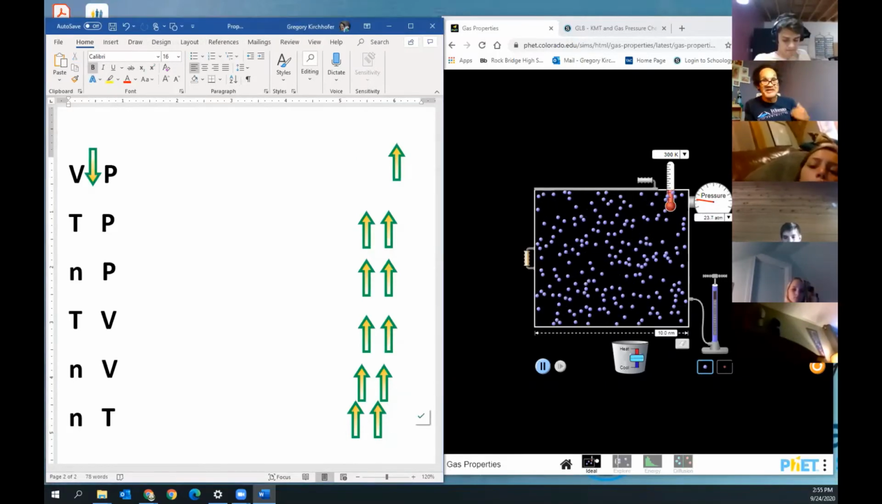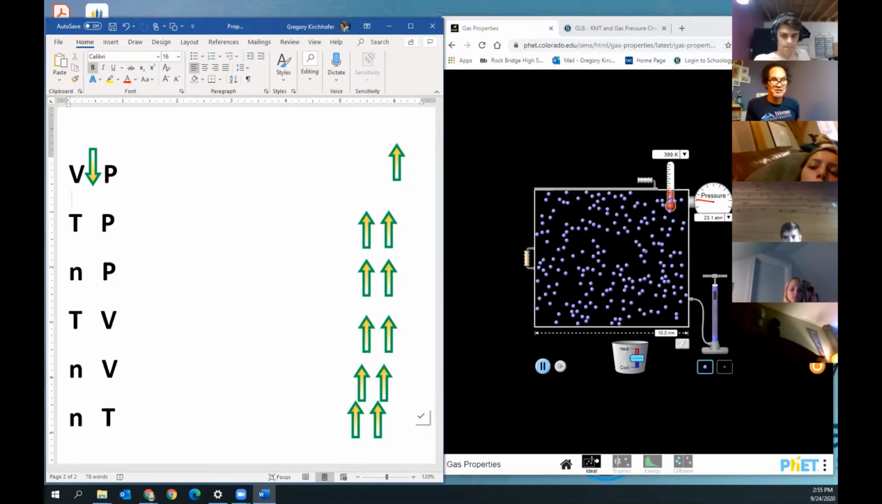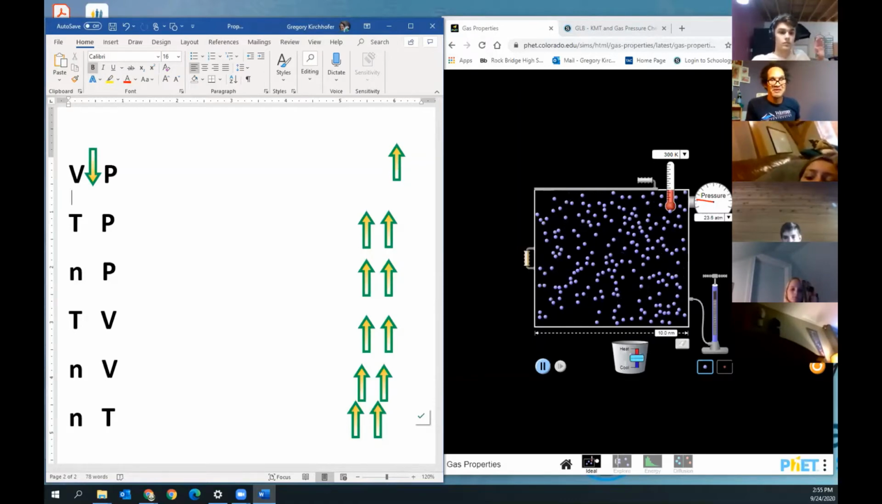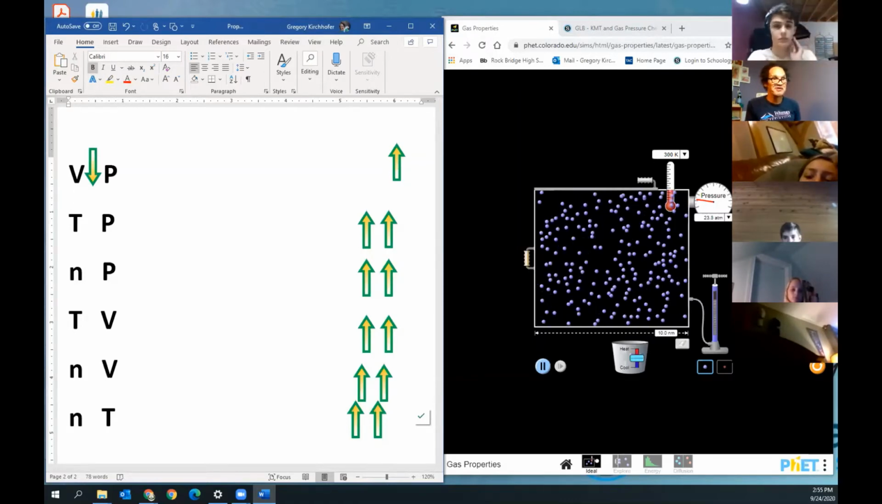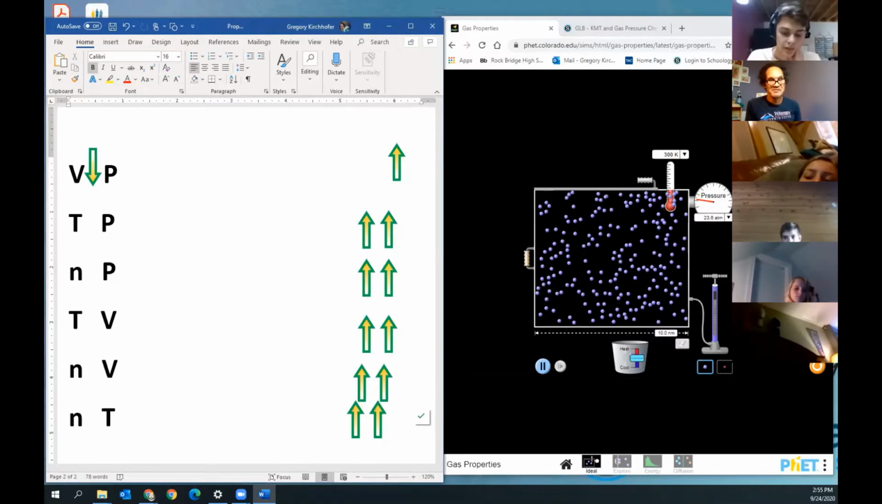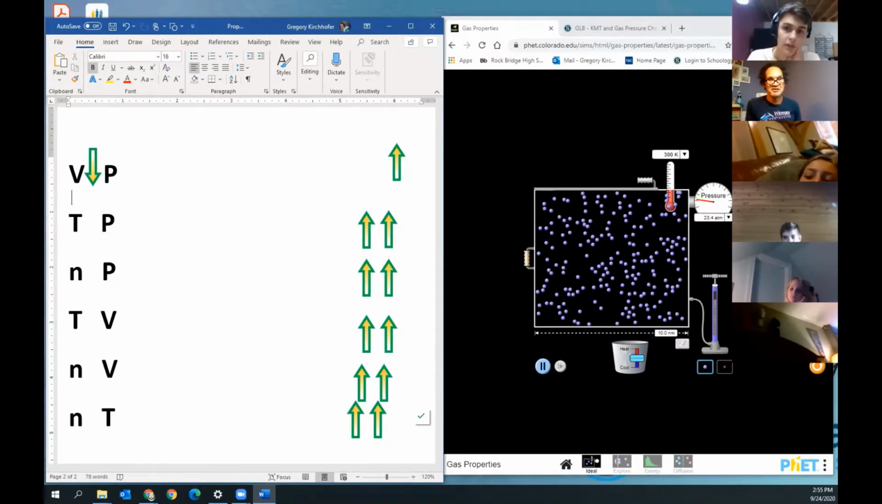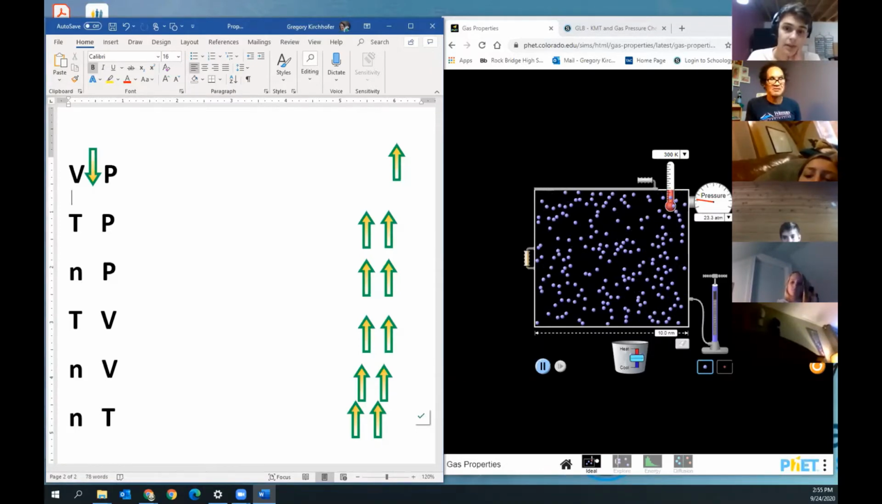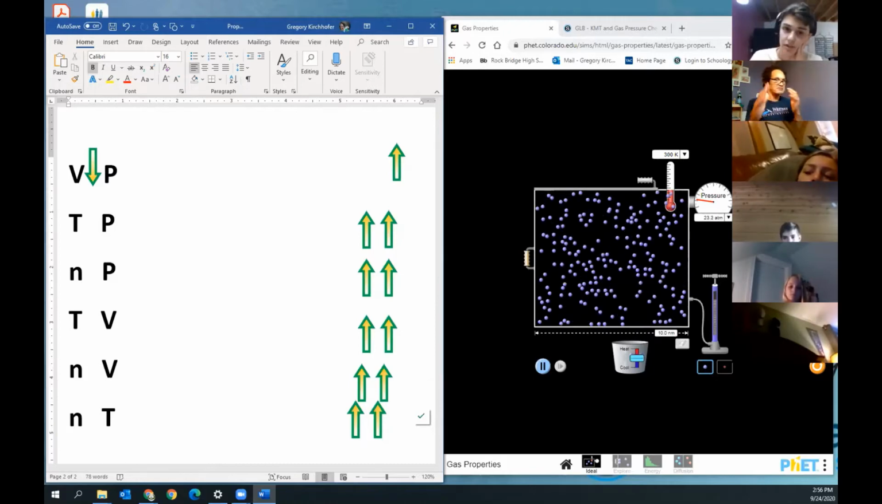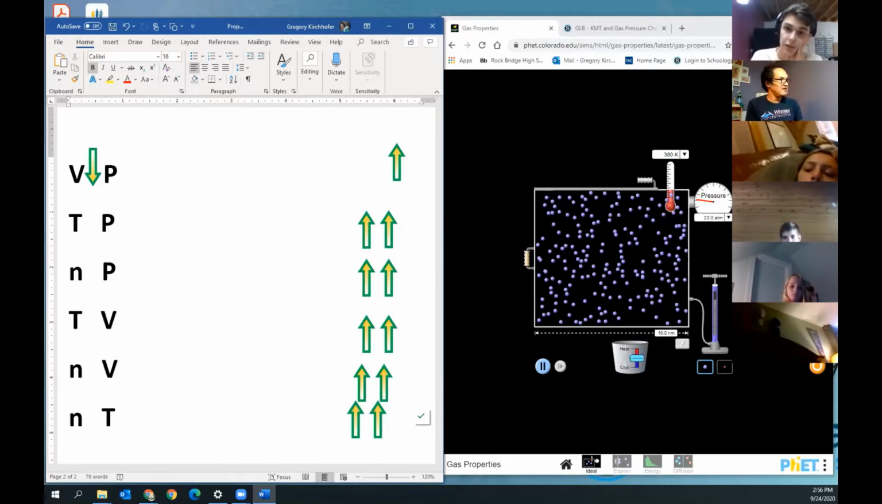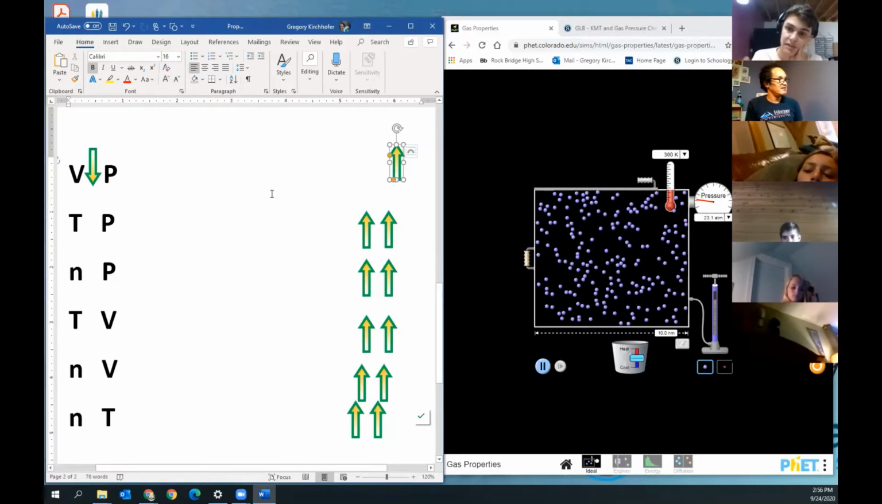If we decrease the volume, what's going to happen to the pressure? Feel free to unmute yourself and speak up. If you decrease the volume, I actually think it might increase the pressure because there's less space for the particles to move around, which means they might hit the walls more.